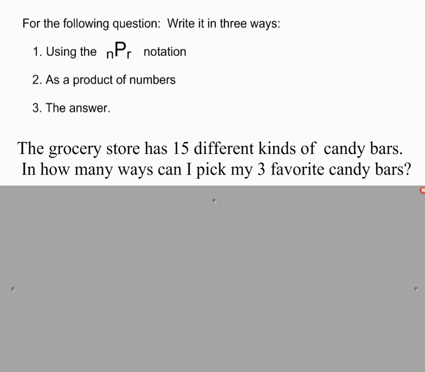Now for the following question, I want you to write it in 3 ways. I want you first to write it using that nPr notation. Write it as a product of numbers, and then actually write the answer. So the question is, the grocery store has 15 different kinds of candy bars. In how many ways can I pick my 3 favorite candy bars? Assuming your 3 favorite candy bars are among that 15. Could you go ahead, stop this podcast, and figure that out?